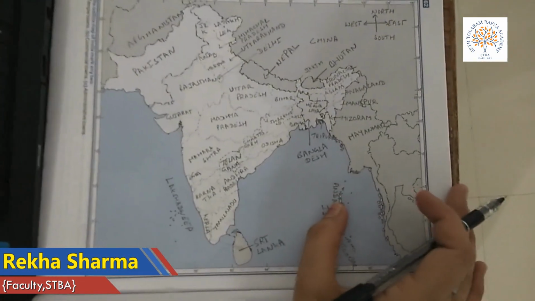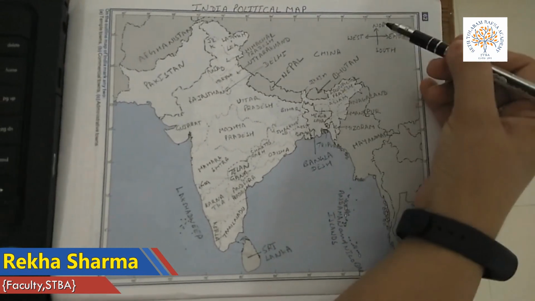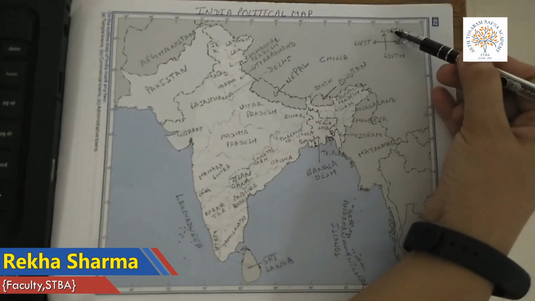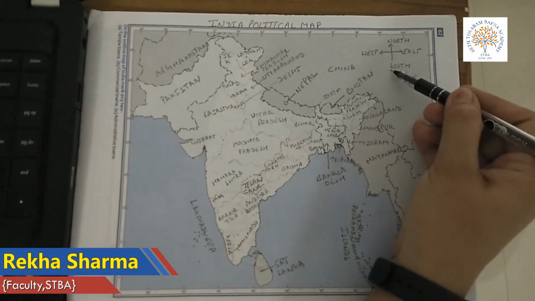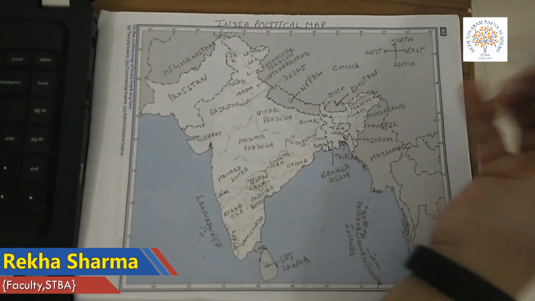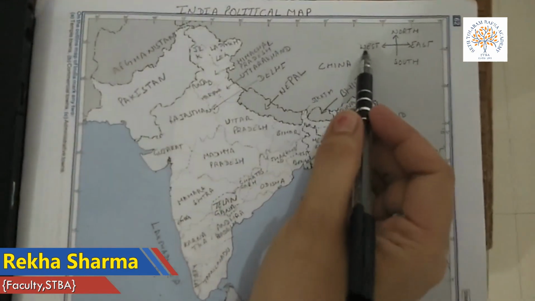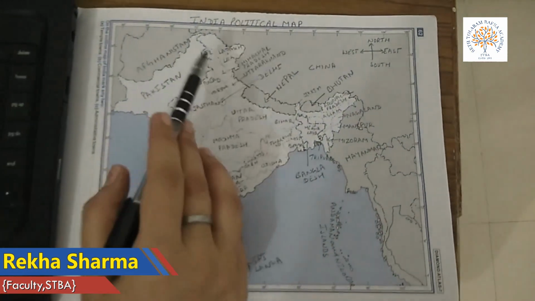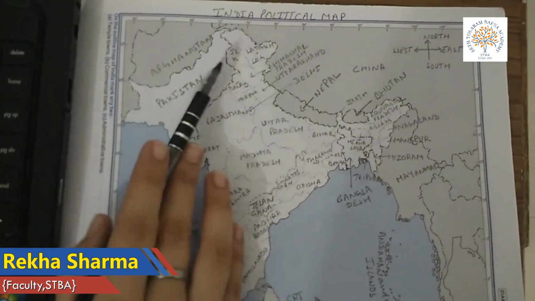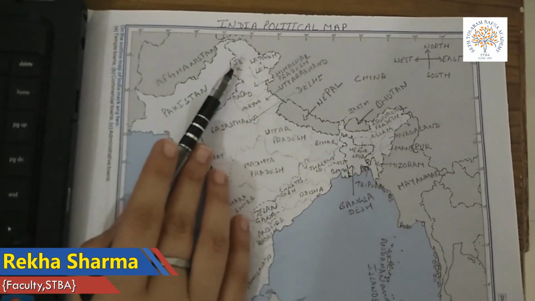Children, when we start the map, first we find out the directions. There is an arrow shown on the north side, that is north, and downward is south, and on this side is the east direction, and here it is west. So when we fill the map, we first fill from the north side. At the north you can see the state.